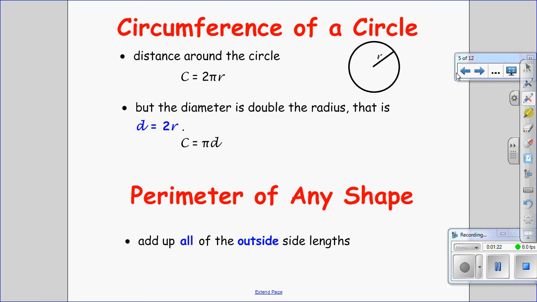Circumference of a circle refers to the distance around a circle. Circumference is the same thing as perimeter. It's the perimeter of a circle, but because it's a circle, we give it a different name. We call it circumference. The radius of a circle is the distance from the center of the circle to any point on the outside edge. So the radius can occur in many different places.